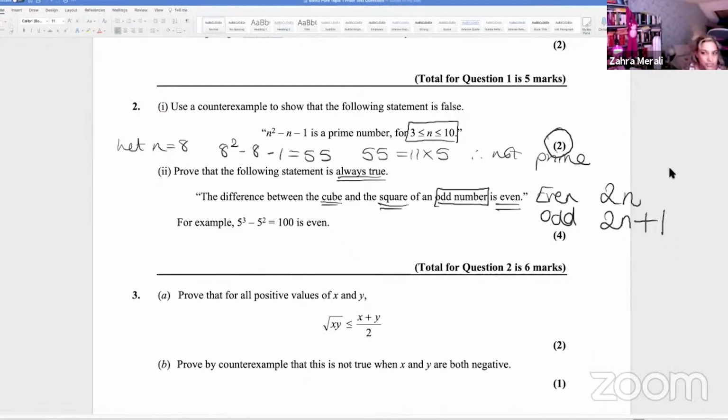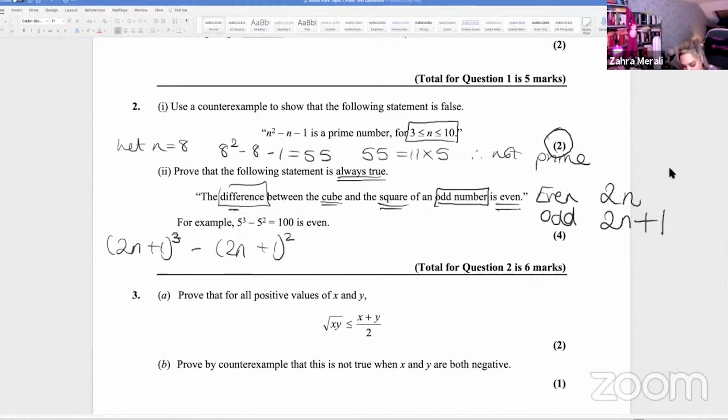Now, there's 2 ways to do this. I'm going to show you both ways in case, you know, whichever one works better with your brain or how you think about even and odd. So we want the difference, so we know we're taking away. So the cube, so we're going to have 2n plus 1 cubed minus 2n plus 1 squared. And now comes the fun bit of opening it all out.